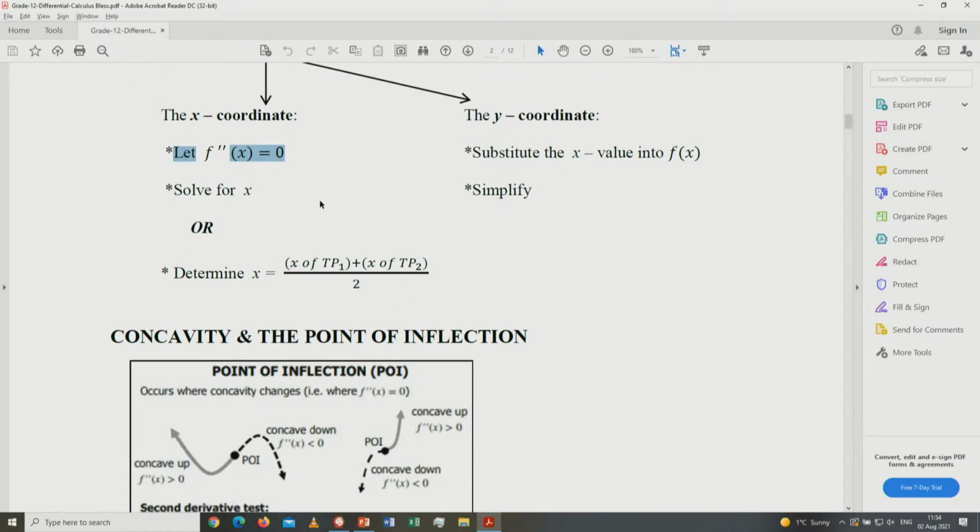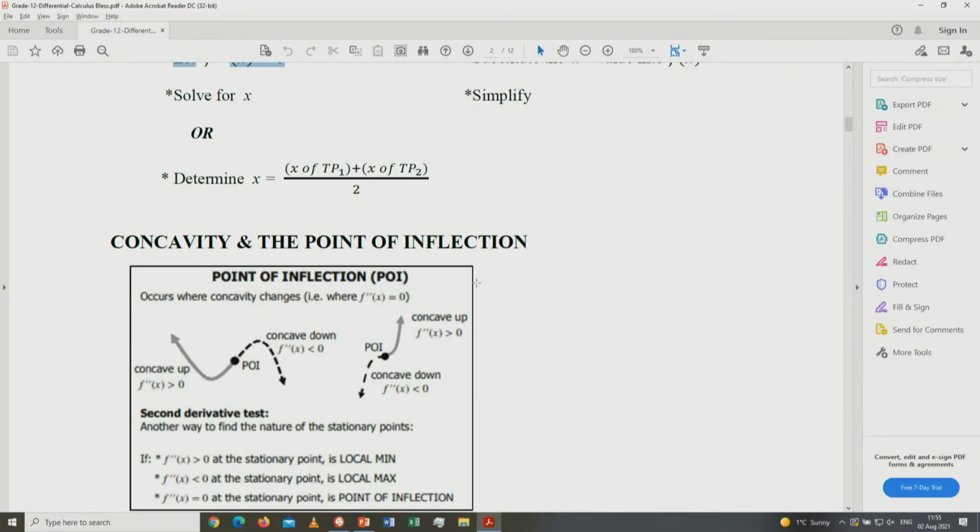Alternatively, the x-coordinate of the point of inflection can be obtained by adding the x values of the turning points, meaning (x1 + x2) divided by 2. If you know the x values at the turning points, you add those values of x and divide by 2. You'll get the x value at the point of inflection, and thereafter you substitute that value of x into the original to get the corresponding y value.